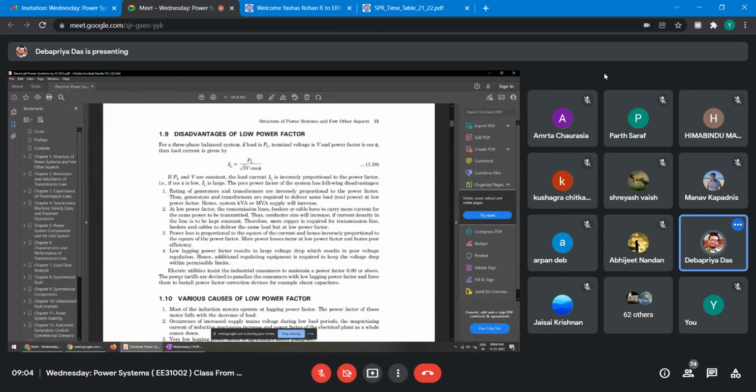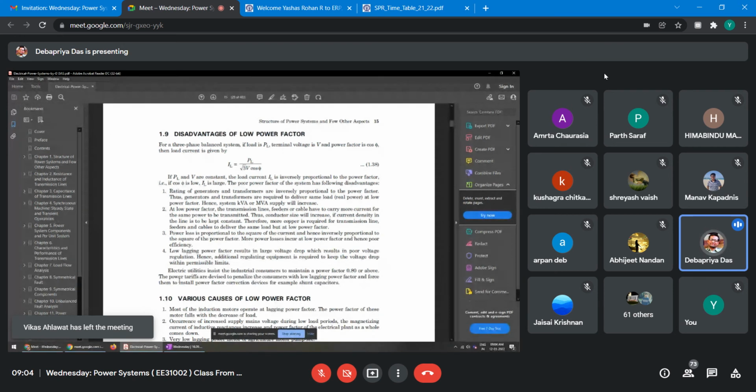Otherwise, what will happen? You have to supply those reactive powers. That's why, if you go to a substation, you will find that shunt capacitors are connected. Later I'll tell you. Or you will find FACTS devices connected. FACTS devices are expensive, but they are connected to compensate those reactive loads, right?